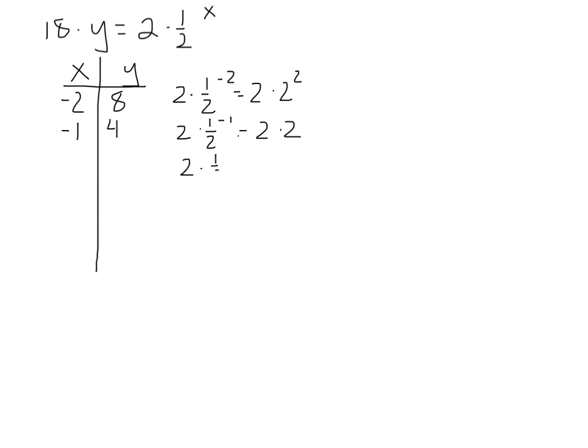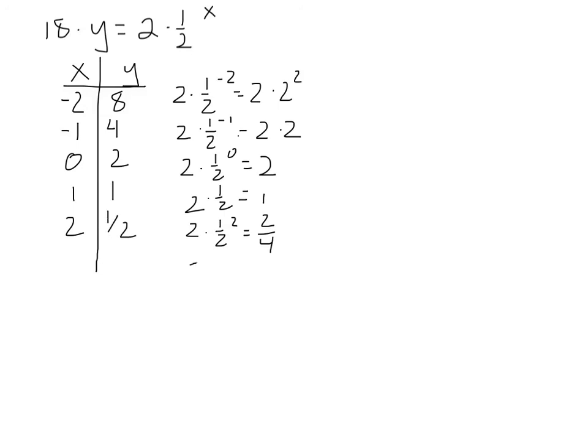2 times 1/2 to the 0, 2. So 0, 2. 2 times 1/2 equals 1. Plug in 2. 2 times 1/2 squared is going to equal 2 over 4, or 1/2. And again, I'll just try 3 as well. 1/2 cubed is going to equal 2 over 8, or 1/4. Now let's go ahead and graph this set of points.